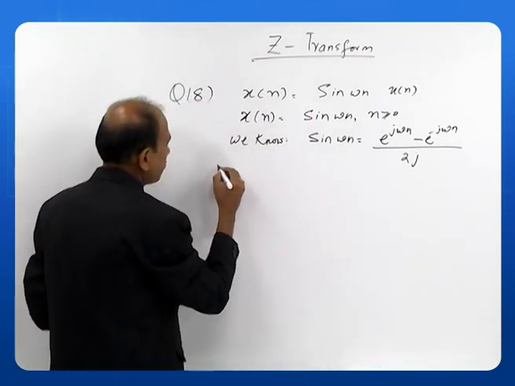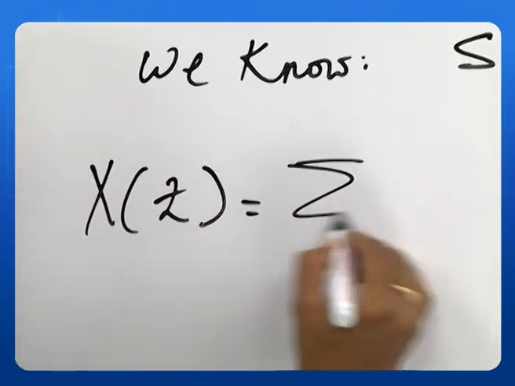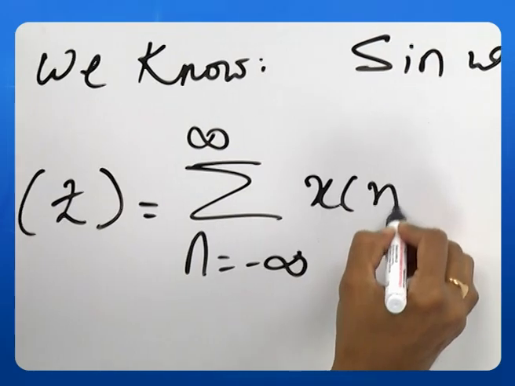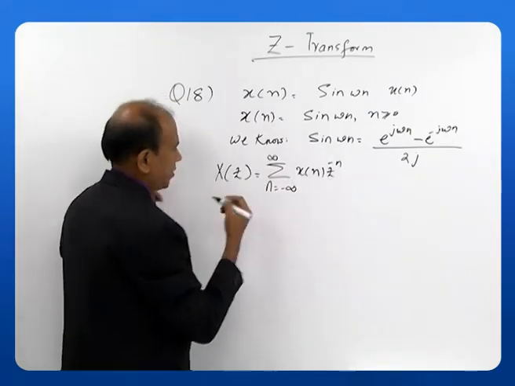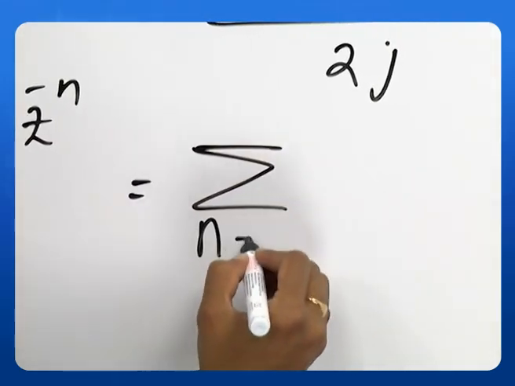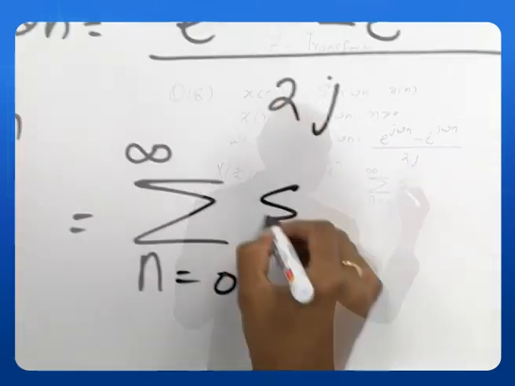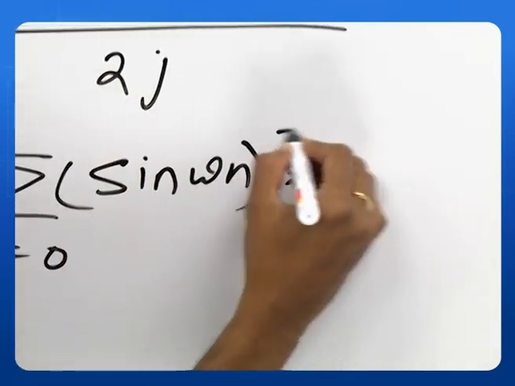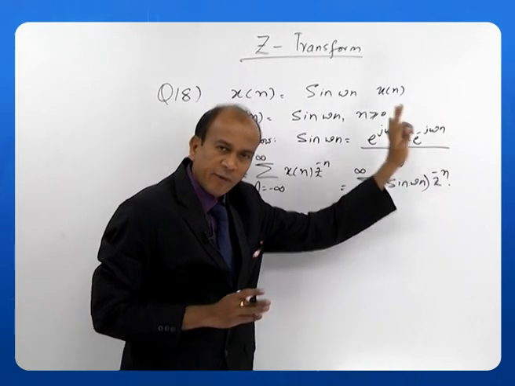So, what is the z transform formula? X of z is given by summation, the general formula is minus infinity to plus infinity, x of n z to the power of minus n. So, let us write this here. I can write this as summation n is equal to 0 to infinity, as is the case here, sine omega n z to the power of minus n. Now, let us replace this with the formula which we have already seen here.